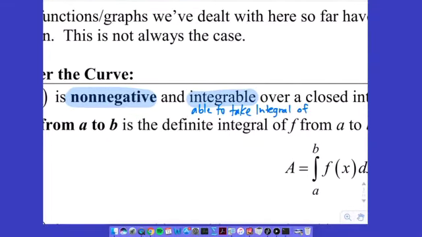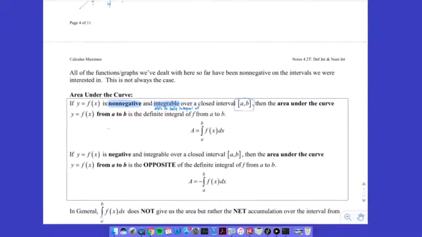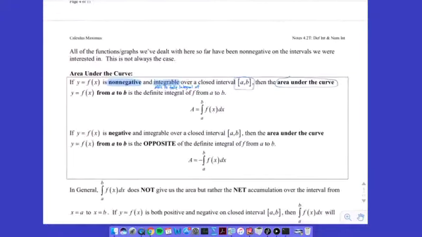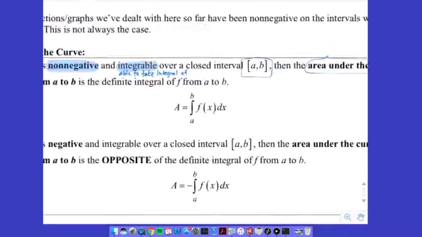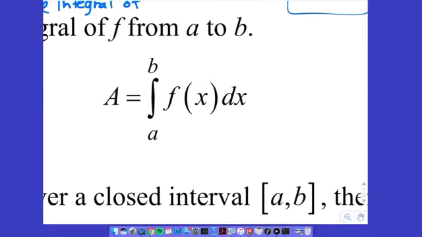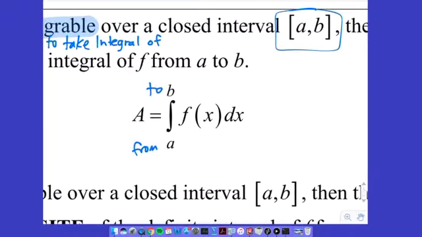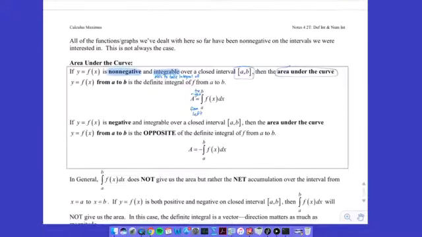So if the function is essentially non-negative over a closed interval, then the area under the curve bounded by the x-axis from A to B is defined to be this. A for area is the definite integral. Again, we read that from A to B of f of x dx. So everything we've done so far has qualified. We've had pieces of graph that have been non-negative. They've either been above the x-axis or on the x-axis. When you integrate from left to right, that's important too, from left A to right B, your integral is going to be a positive number, and that positive number will definitely give you the area.